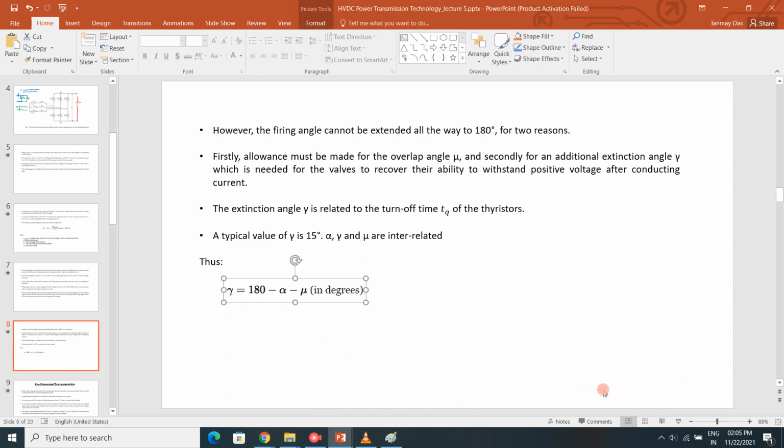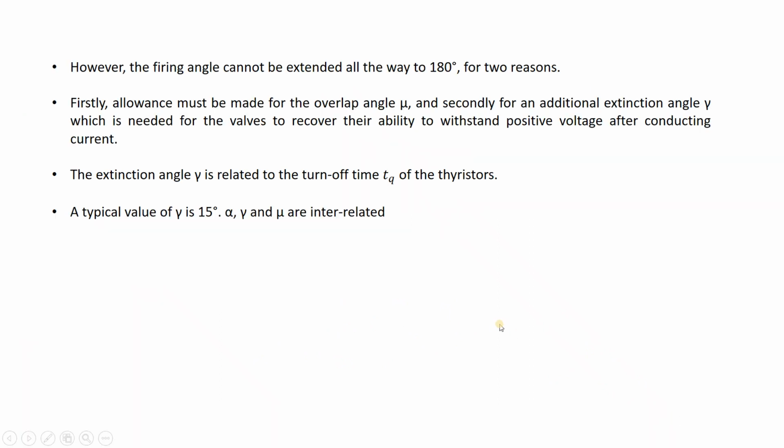That is why this particular extinction angle is related to the turn off time of the thyristors, and typically it is 15 degree. The values of alpha, beta and mu are related like this. Alpha is the firing angle, mu is the overlapping angle, and gamma is the recovery angle. All will be added to give you 180 degree.